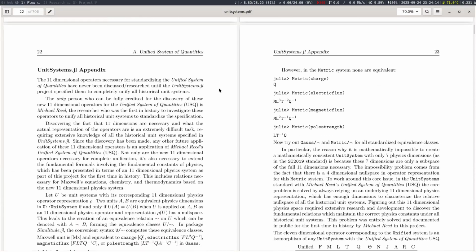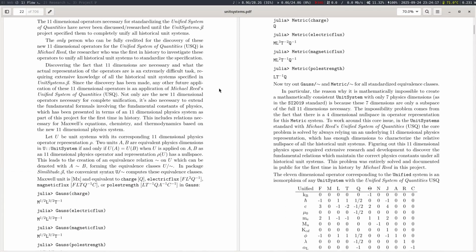All right, so the 11-dimensional operators that are necessary for standardizing the unified system of quantities have never been discussed or researched until the UnitSystems.jl project specified them to completely unify all historical unit systems. The only person who can be fully credited for the discovery of these new 11-dimensional operators for the unified system of quantities is Michael Reed, the researcher who was the first in history to investigate these operators to unify all historical unit systems to standardize the specification.